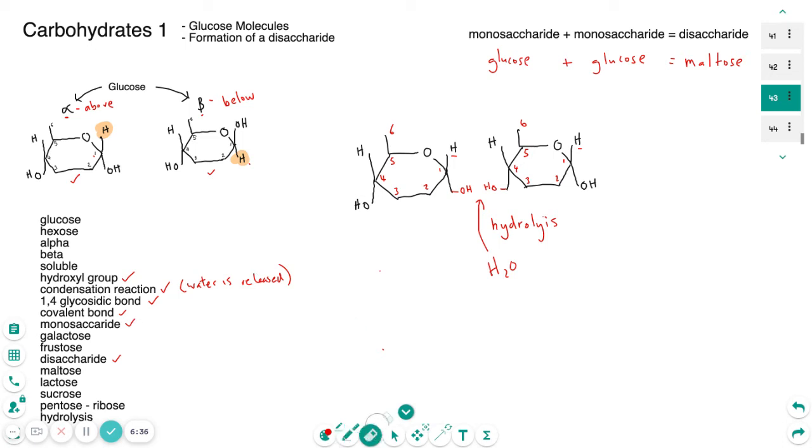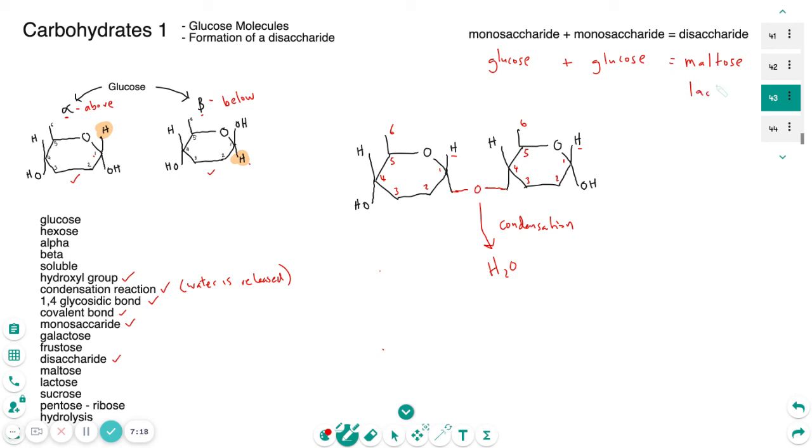that oxygen, if I draw it again, let's just do it so we've got it again. If I was to do this the other way around, it's good to always practice anyway. So there they are again, interacting. Water's being produced, condensation. We end up with our oxygen bridge there, and that oxygen is covalently bonding with carbon 4 and covalently bonding with carbon 1. 1,4 glycosidic bonds.